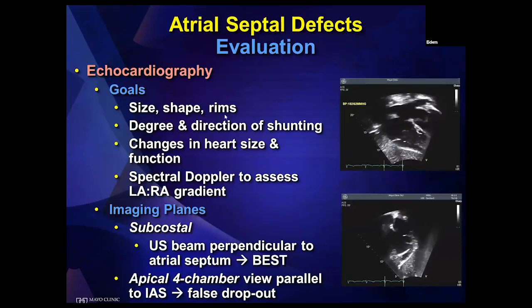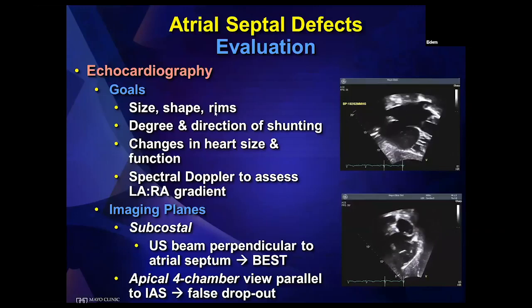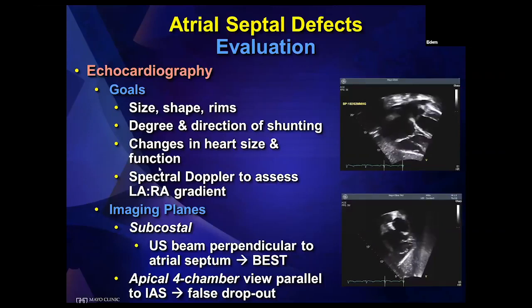in various imaging planes. We're in an era of interventional device closure, and our interventionalists want to know what are the sizes of the rims, are they all present, will a device sit nicely in the size, shape, and the rims of the ASD. We want to know the degree and direction of shunting, any changes in heart size and function, particularly you have right atrial and right ventricular dilatation in patients with ASDs. And then we can look at things with spectral Doppler, including the left atrial to right atrial gradient.